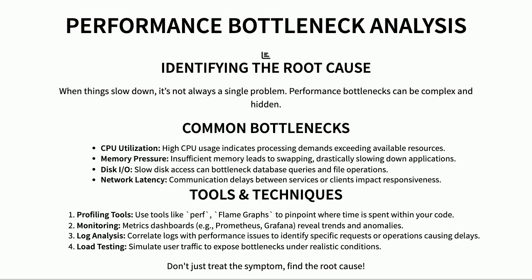Okay, let's talk about finding out why your systems aren't performing as well as they should. When you're seeing slowdowns, it's not always obvious what's causing them. We often encounter bottlenecks like high CPU usage, meaning the computer is working really hard to handle requests, or maybe there isn't enough memory available. Disk access can also become a bottleneck, and of course, network latency can definitely slow things down.